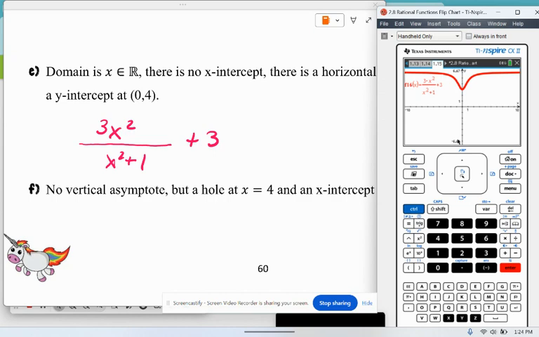So it has no x-intercept. Its domain is all reals. There's a horizontal asymptote at y equals 3. What is the y-intercept though? 1, 2, 3. So what should we change over here? You just change it to plus 4. Now are we good?